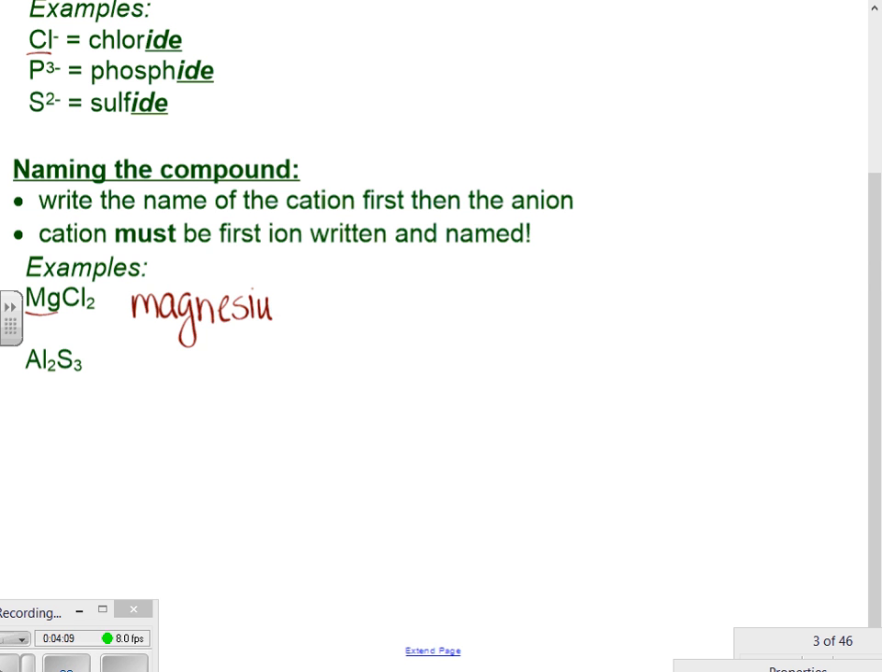You leave off the "ion" because now it's part of a compound. The Cl2, I'm just worried about what Cl is called. I don't care that there's 2 of them. The 2 is there to make sure the net charge is 0. So this is magnesium, and then you call that chloride. Spelling does count.